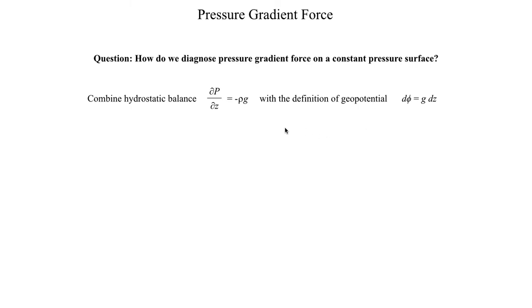The first thing that we will want to do is move this g over to the left-hand side of the hydrostatic balance equation. So we get 1 over g times dp/dz is equal to minus rho. Then you'll notice that I have g dz in the denominator here, and I also have g dz on the right-hand side of the geopotential equation. That means I can take this d phi and plug it in for this denominator in the equation that we have right now. If we do that, we get the following equation: dp/d phi, the derivative of pressure over the derivative of geopotential, is equal to minus rho.